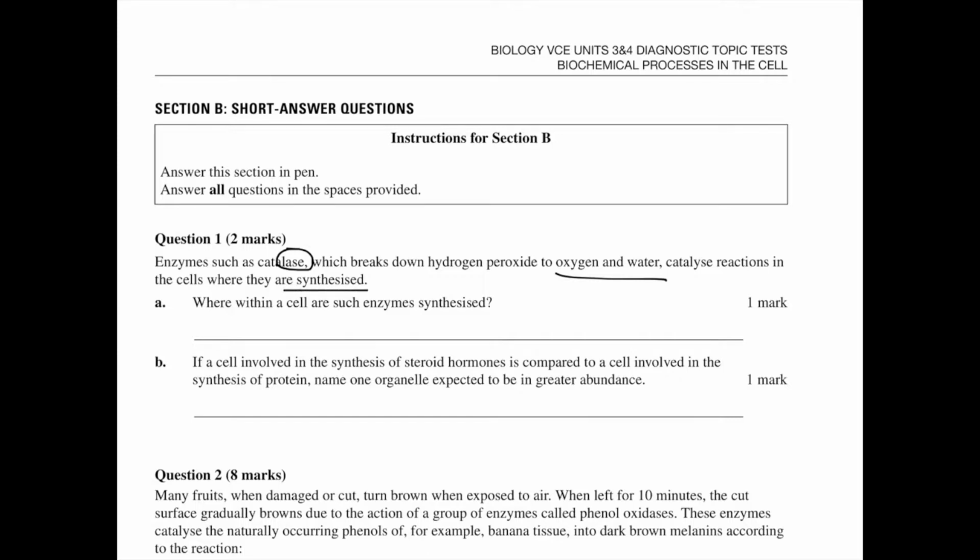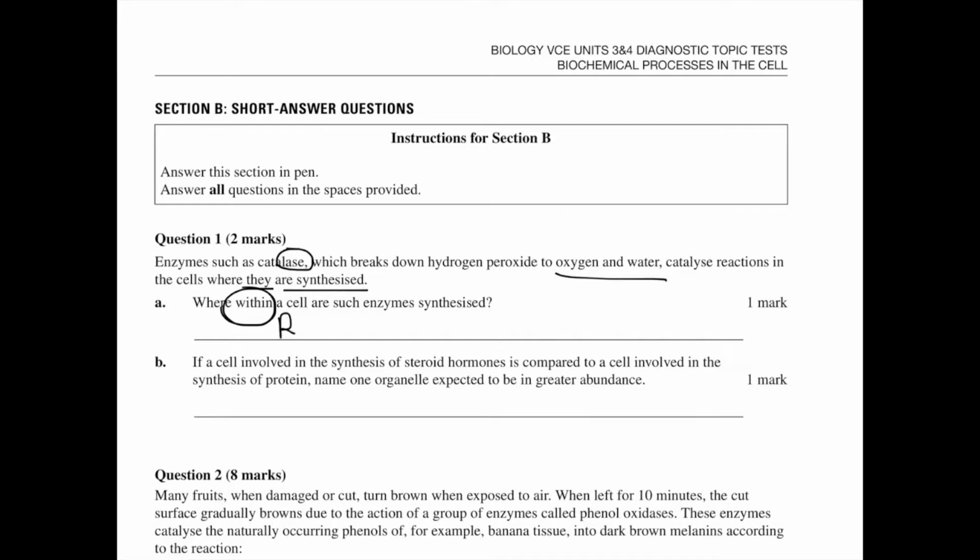Synthesize again just means to create. Where within a cell, such as an enzyme, where within a cell is such enzymes synthesized? So the within section here is telling you that this is an intracellular enzyme, and you already knew that because it was in your sac, that is being created. So where is that being made?